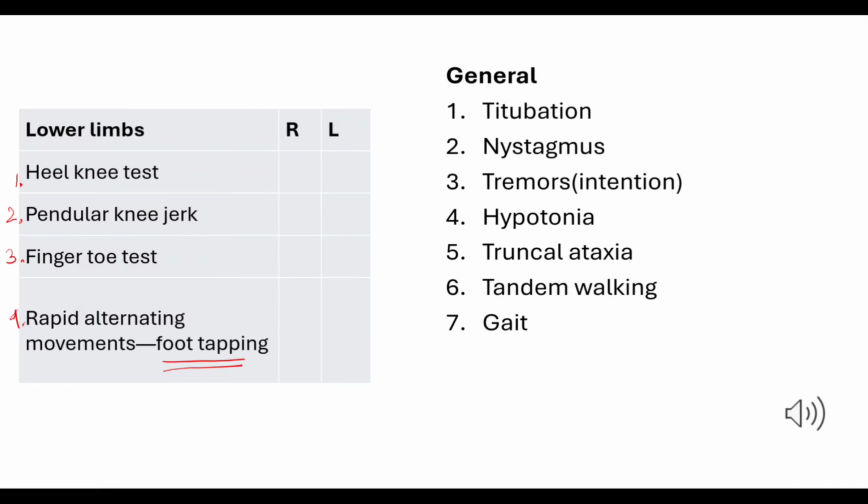For general signs, we look at global indicators like titubation, a rhythmic tremor of head and trunk, alongside nystagmus, intention tremors, hypotonia, and truncal ataxia.